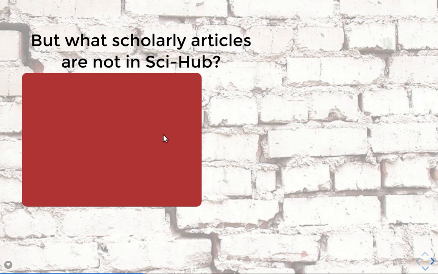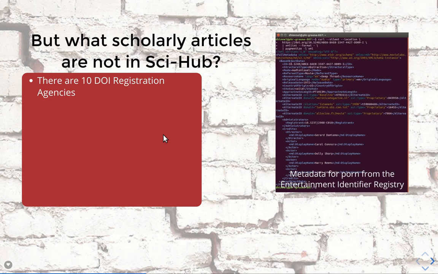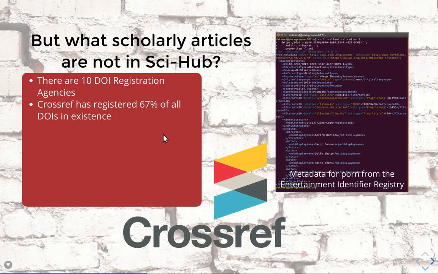To do this, we used the digital object identifier system, which are essentially IDs given to papers. There are 10 DOI registration agencies. You may have heard of some, like DataCite and Crossref. There's actually even one that does identifiers for pornography, so it's a very versatile system. But the one we used was not that one. It was Crossref, which really focuses on scholarly publications.